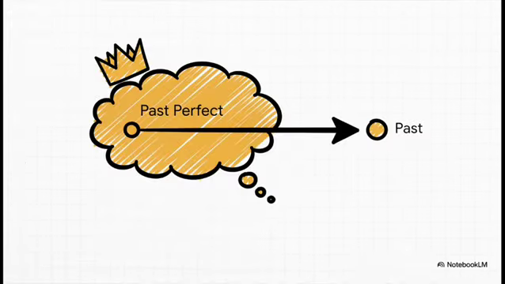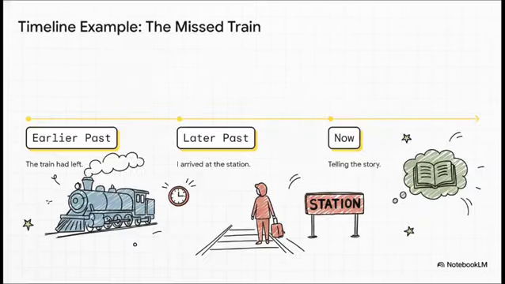If you only remember one thing today, make it this golden rule. Past before past. It's that simple. The past perfect tense is always for the action that happened further back in time. It's literally the past before the past. This timeline is the perfect way to visualize it.